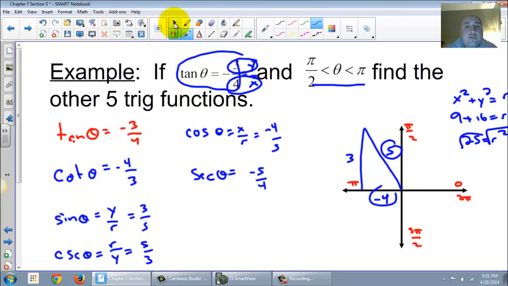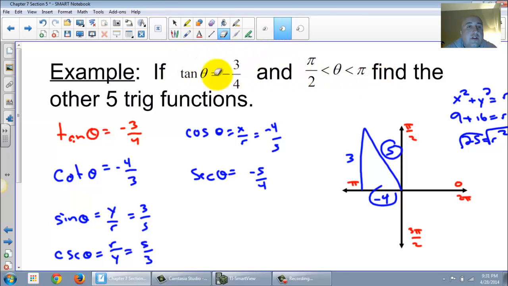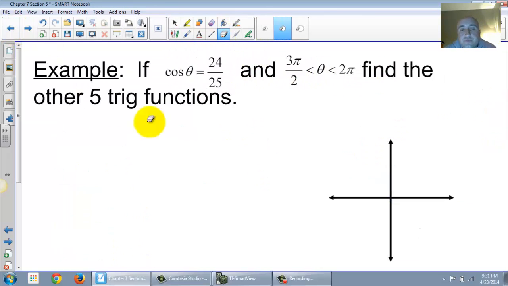Okay, so let's do one more. Let's do one more example like this so you get another idea of how to do these. All right, so what do they tell us? First, cosine is 24 over 25. So what do we know? We know this is x over r. So we know our r is 25, our x is 24.